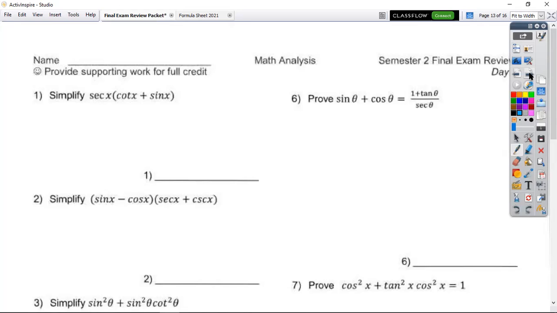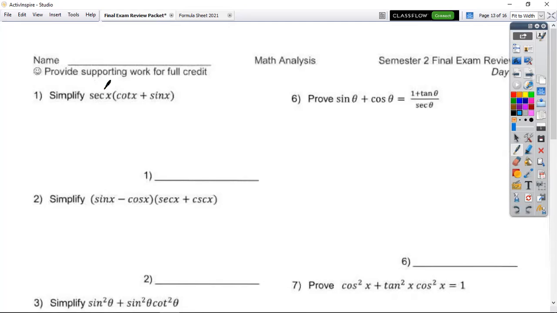So number 1 says to simplify. So I have secant of x times cotangent of x plus sine of x. So just as a quick refresher, what's secant the reciprocal of? Do you guys remember? Cosine, good. Cotangent goes with tangent, and then sine obviously is what it is.